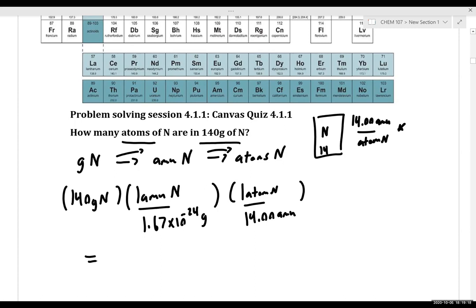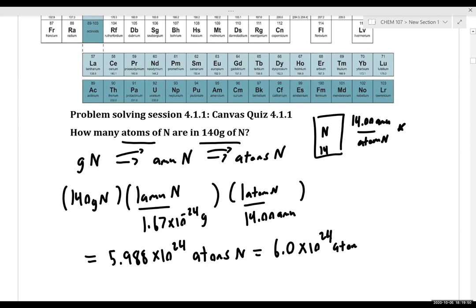So punching this into our calculator, we have 140 over 1.67 over 14, and that gives us 5.988 times 10 to the 24th atoms of nitrogen, which we round to 6.0 times 10 to the 24th atoms of nitrogen. Does this example make sense?